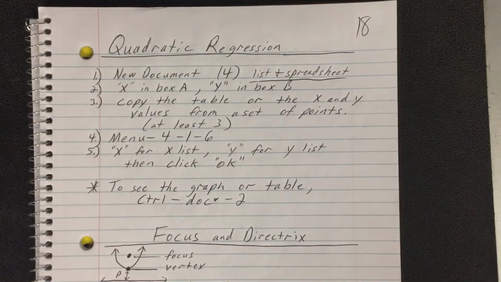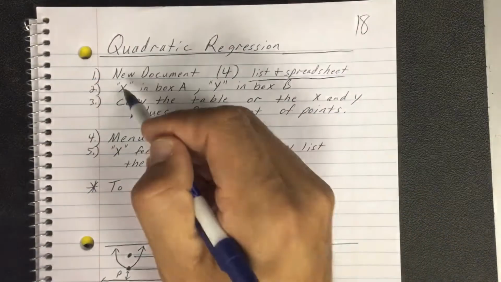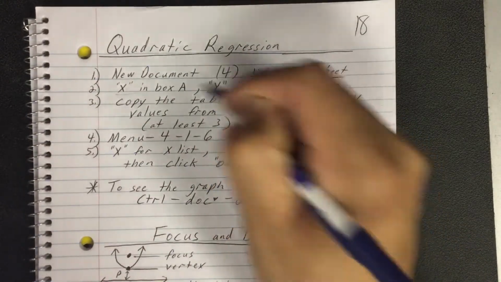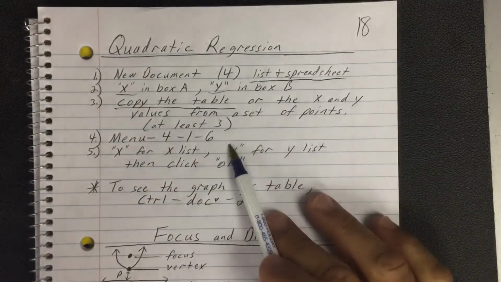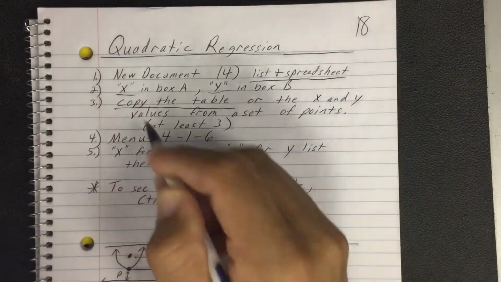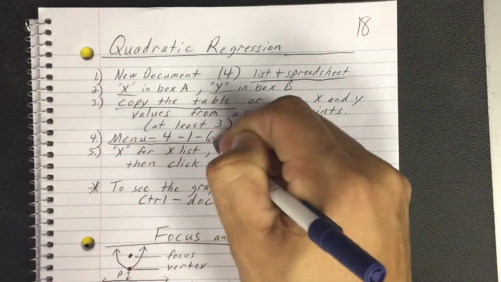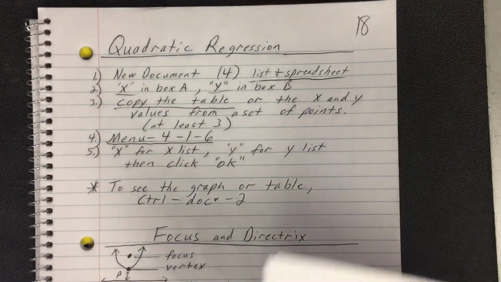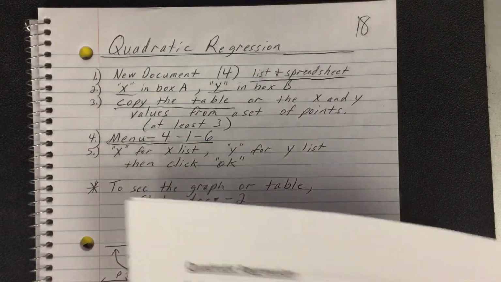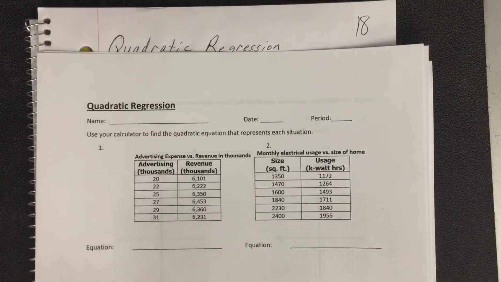So list in spreadsheets, X and Y, copy the table, right? So that's all you're doing. And then you just actually type in menu 416, right? So when you're doing that, this actually becomes really, really easy, okay?